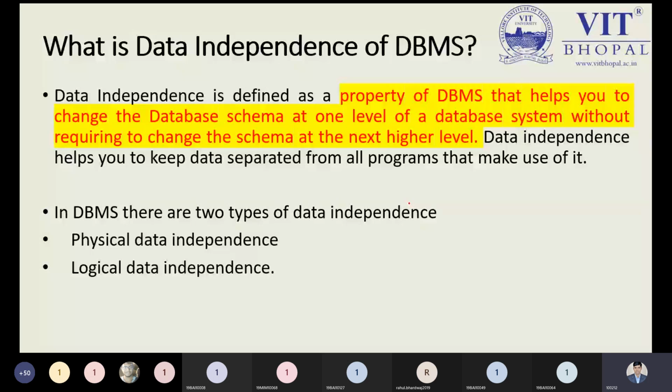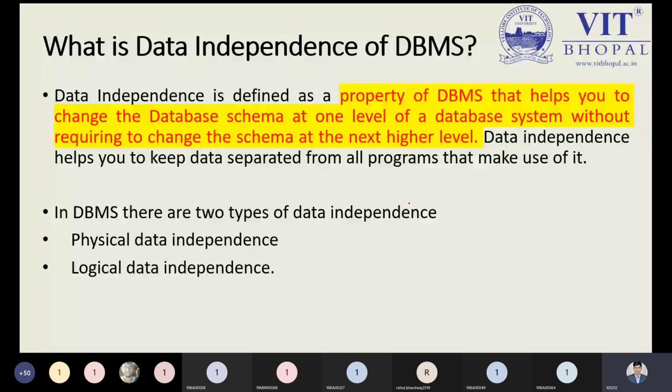It means the information we have at one level will not affect another level, and this is known as data independence. Of course, data independence means data will be independent at each and every level. Data independence is categorized into two different forms, physical data independence and logical data independence, according to the levels. So based on these two important levels, the physical and logical, we have two kinds of data independence.